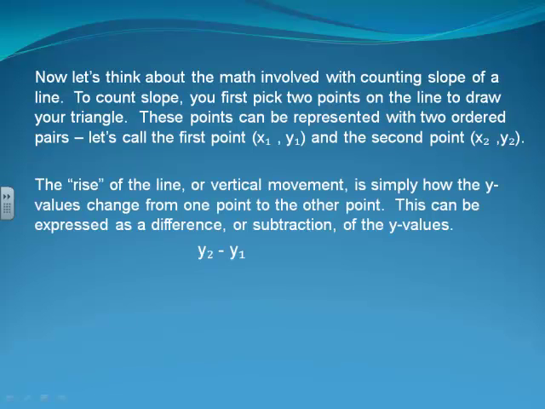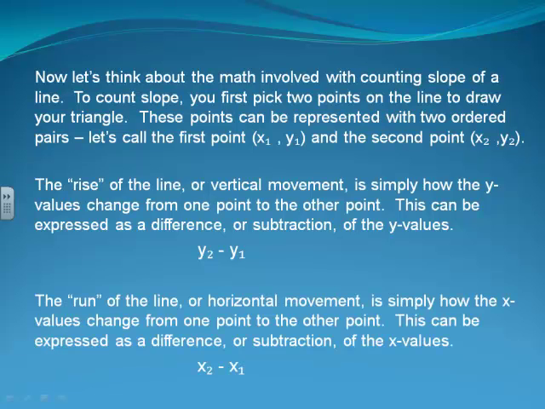The rise of the line, which is the vertical movement, is simply how the y values change from one point to the next point. This can be expressed as a difference. It's a subtraction problem of the y values. So if you have 2 points and you know the y values for each, if you subtract the 2, that's going to give you the rise of your line. It's simply a difference.